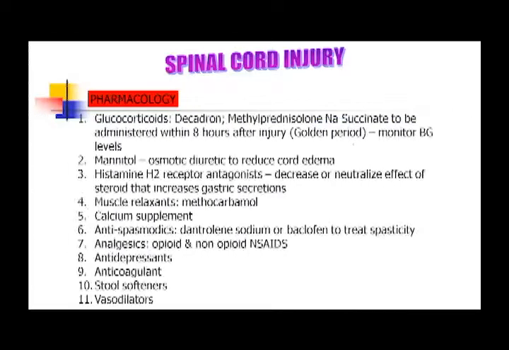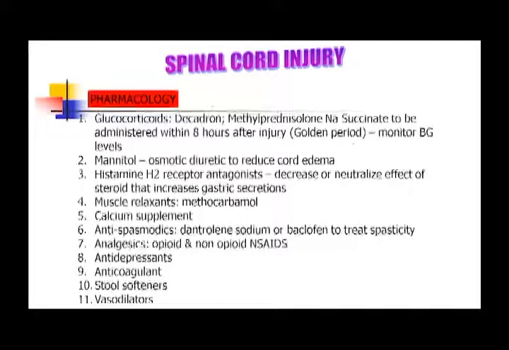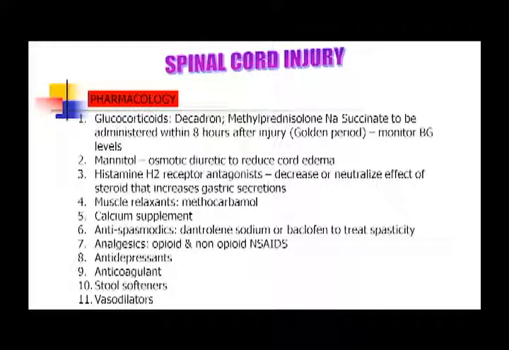Okay, next. Let's go to pharmacology, so medications used for SCI. Take note that when you're going to give glucocorticoids for patients with SCI, usually we give them Decadron or methylprednisolone sodium succinate. So this has to be administered within 8 hours after injury. Take note, the golden period is 8 hours. Dapat binigayan agad within 8 hours after injury. And make sure to monitor blood glucose levels kasi pwedeng mag-shoot up yan.